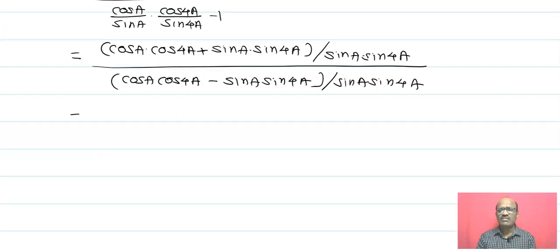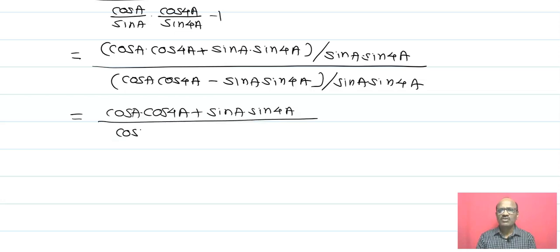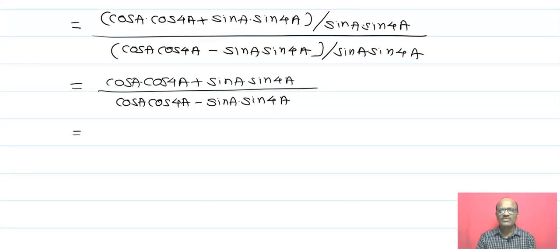Now sin A into sin of 4A get cancelled, and you are getting cos A cos of 4A plus sin A into sin of 4A upon cos A into cos of 4A minus sin A into sin of 4A. Now this is again very simple. This is the expansion of cos of A minus B, and that is cos of 4A minus A, and to the denominator it is cos of A plus B, that is cos of 4A plus A.